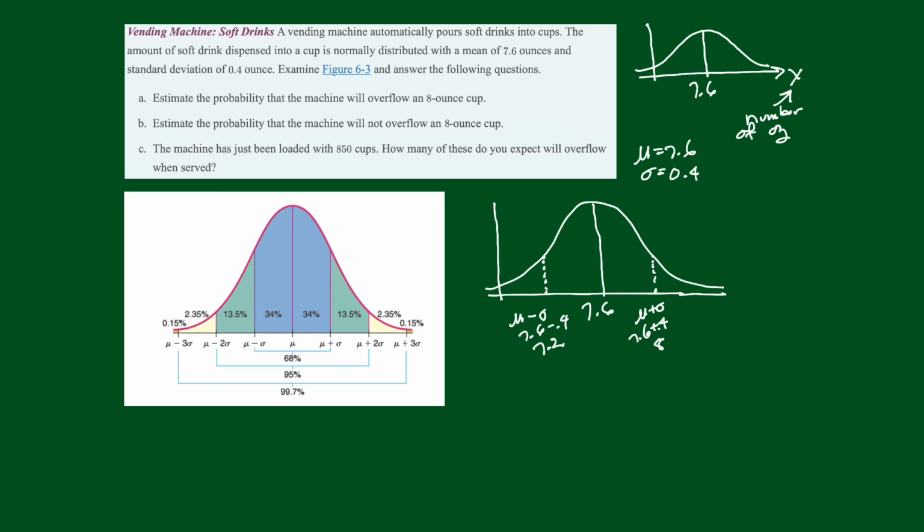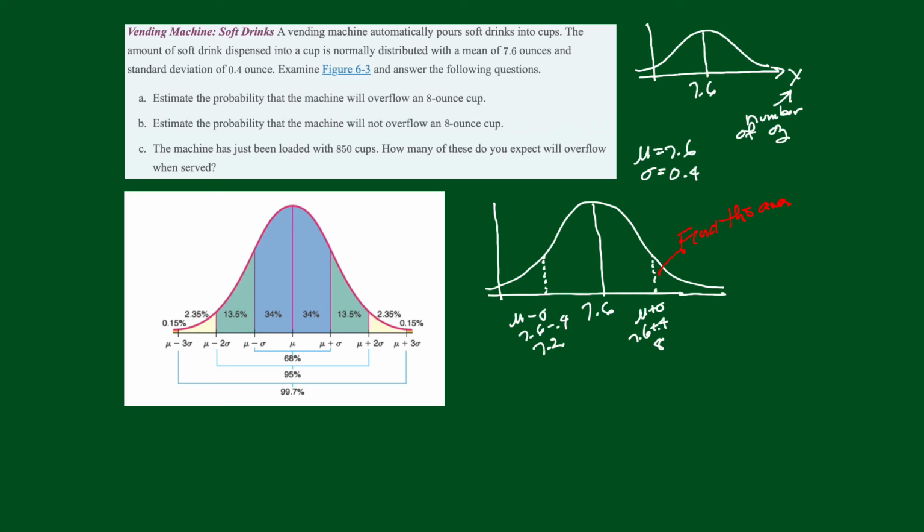But now here's what we want to know. Estimate the probability it's going to overflow. Well, let's see. Oh, it's an 8-ounce cup. So it's going to go to 8 ounces. The cup gets filled up to the brim right here, and then if it goes any more, it overflows. So we need to find this area.